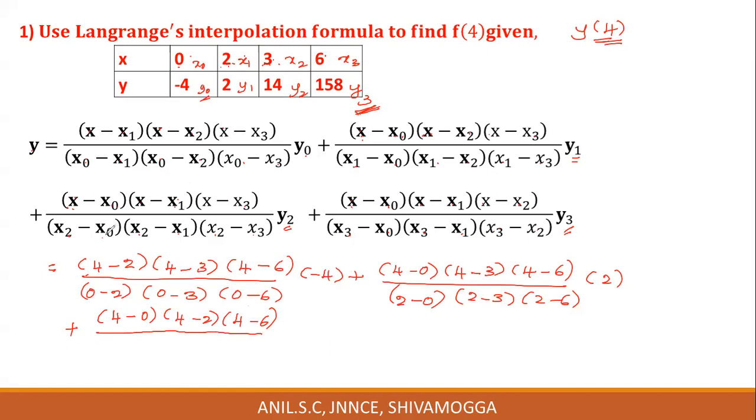x2 minus x0, x2 is 3. 3 minus 0, 3 minus 2, 3 minus 6 into y2. y2 is 14, plus last term, this one, x minus x0, that is 4 minus 0, x0 is 0, x minus x1 is 4 minus 2, and x minus x2 is 4 minus 3. Whole divided by x3 minus x0, x3 is 6.